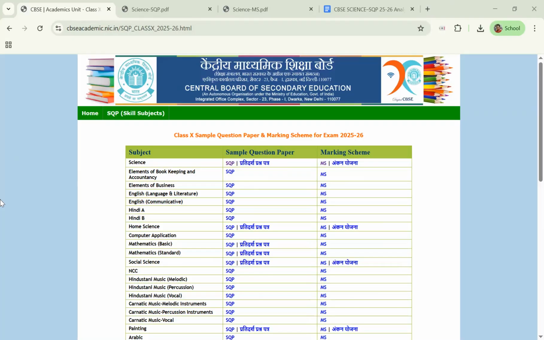You can see on screen, CBSE has released the sample question papers for year 2025-26, and on your screen you can see this. You can find this on Google. You can just type sample question paper grade 10 2025-26, and the first link will lead you to this site, which is CBSE's official site.